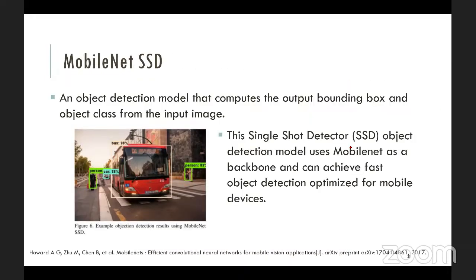Now here, this is just one example of object detection using MobileNet. This is a single shot detector object detection model. In this course, you are learning things in a stepwise manner. You have learned classification. Today you will learn segmentation, and in the next week you will be learning object detection also, right? This is the single shot detector, SSD, object detection model. It is using MobileNet as the backbone, and that is how it achieves this fast object detection, which is optimized for mobile devices, right? So these are the results shown.